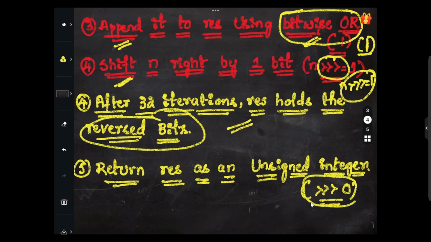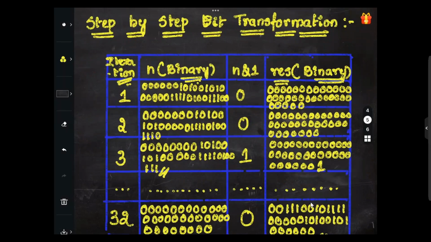Here, unsigned integer, we have clearly shown with this right shift operator, right? So we are returning result as an unsigned integer. So these are the steps that we'll be going through. This is the approach that we'll be going through. Let's consider example 1 and see the same thing.